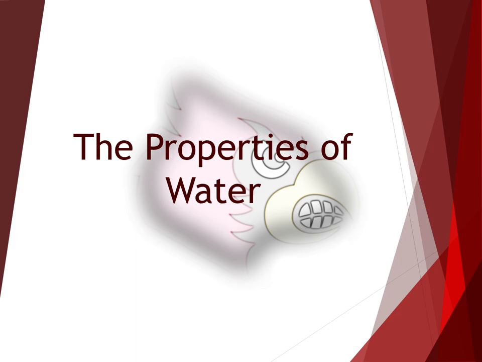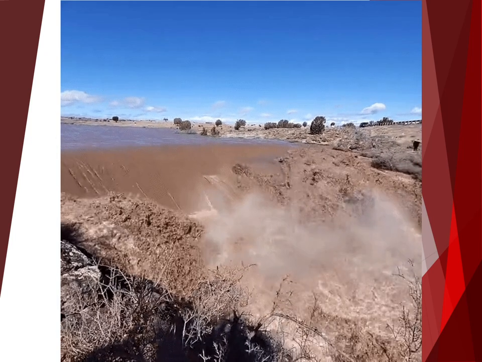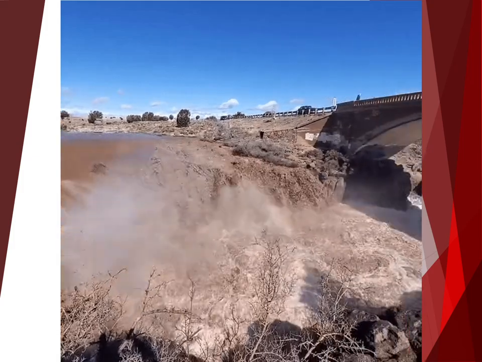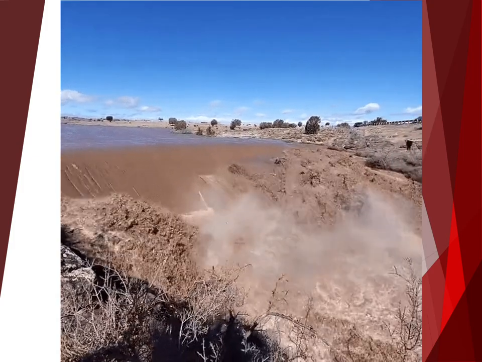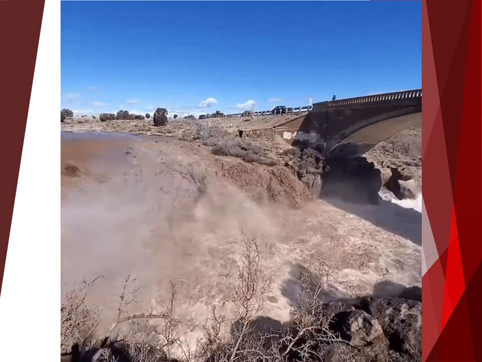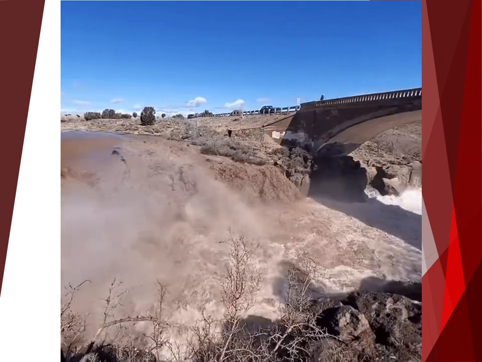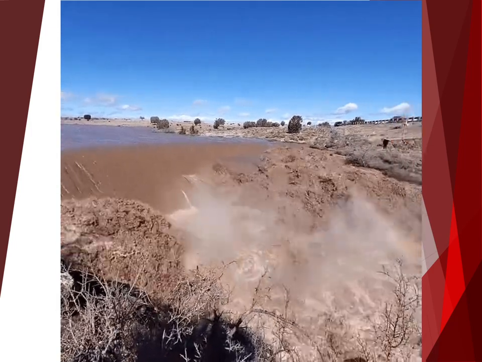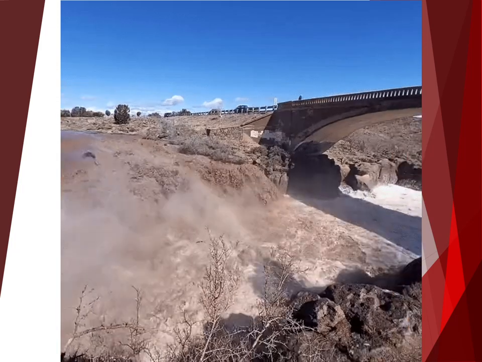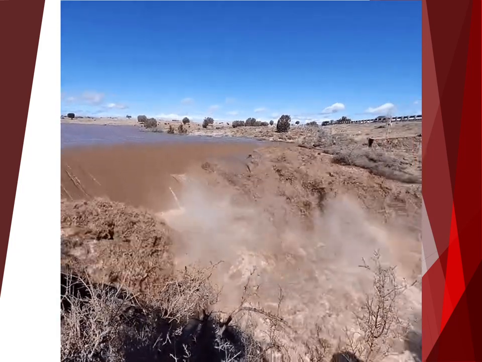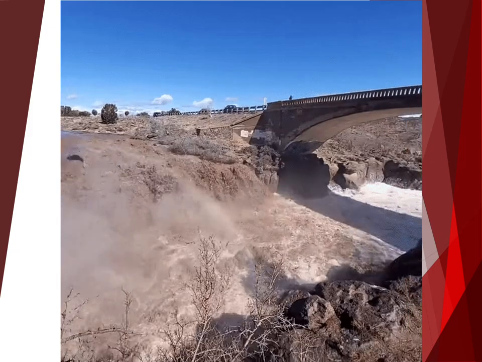Our next main idea: the properties of water. Water is found almost everywhere on Earth, in the oceans, lakes, rivers, and ponds. Water is a compound consisting of hydrogen and oxygen atoms bonded together. In water molecules, 2 atoms of hydrogen and 1 atom of oxygen are, in fact, bonded together.